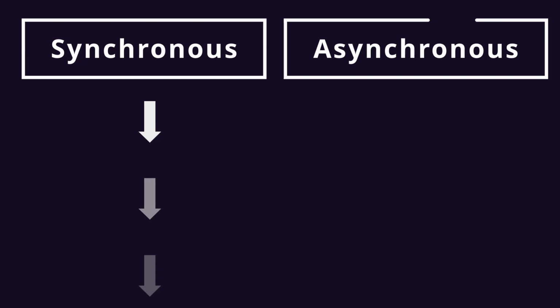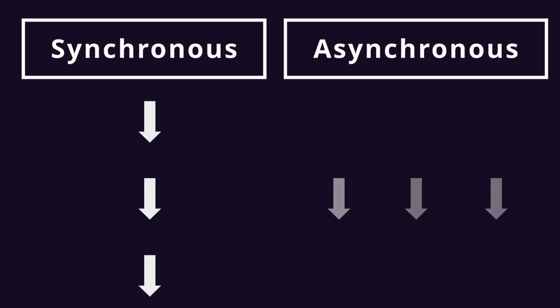Sync and async may sound scary, but they are just two different approaches to handling the execution of tasks in a program. In synchronous programming, tasks are executed sequentially, one after the other. Each task must wait for the previous task to complete before it can start. In this model, the program's flow is blocked until each task finishes its execution.